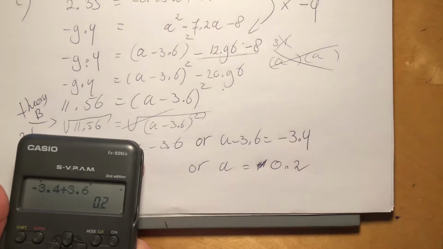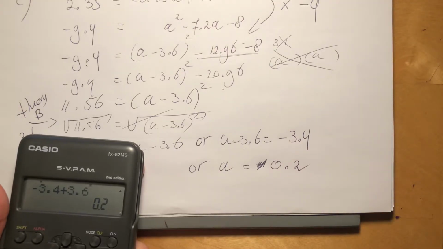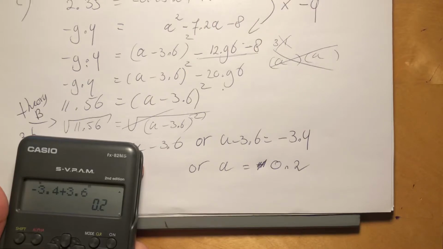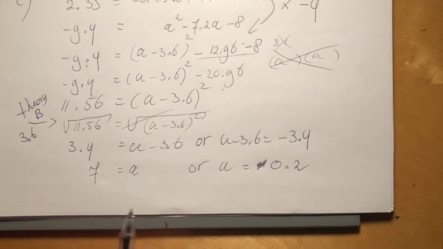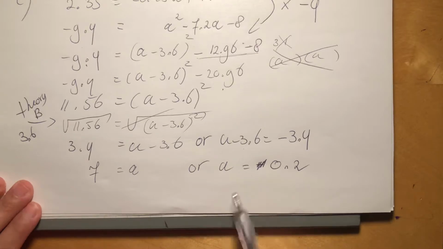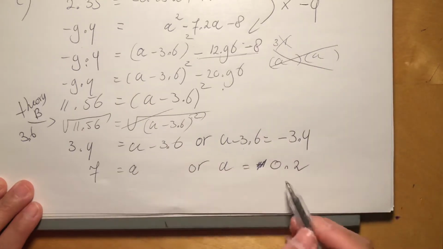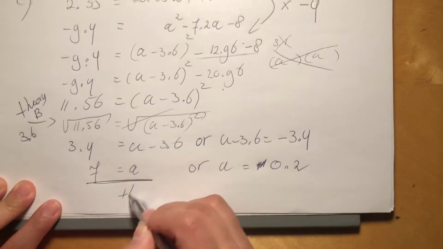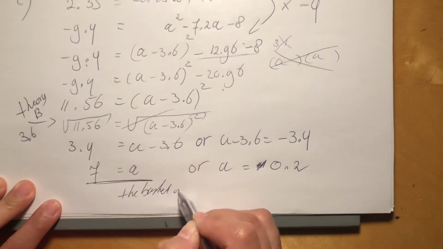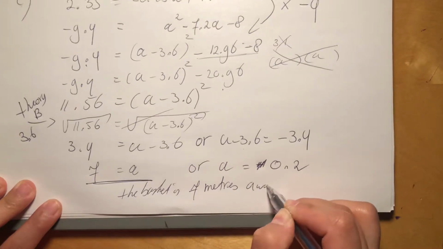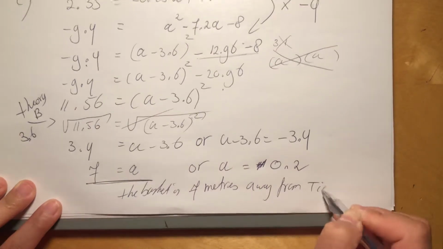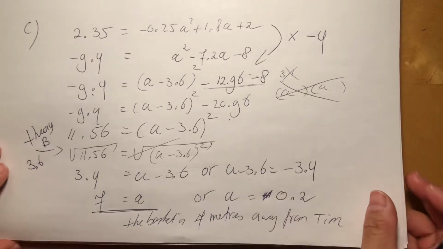I'm still processing this because I don't know if that is true. Yeah, it is. It should be, because I don't see the mistake that we made. So anyways, because we know that the basket is far away, you can draw the conclusion: the basket is 7 meters away from Tim. Now, this is the end.